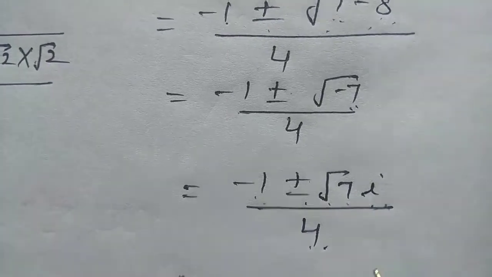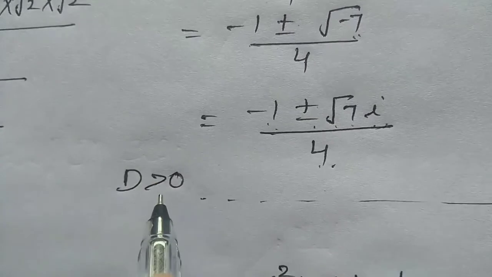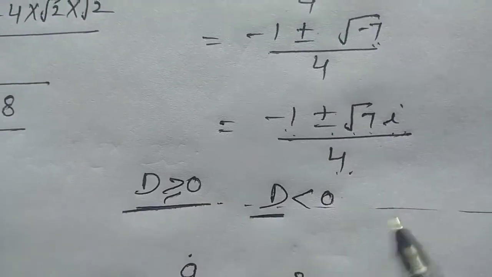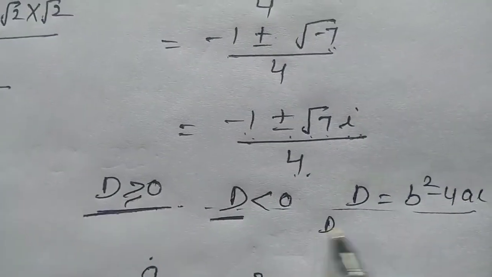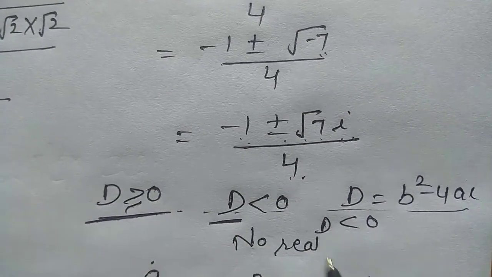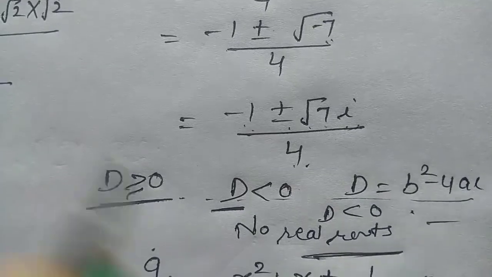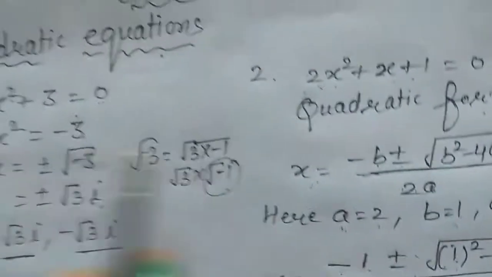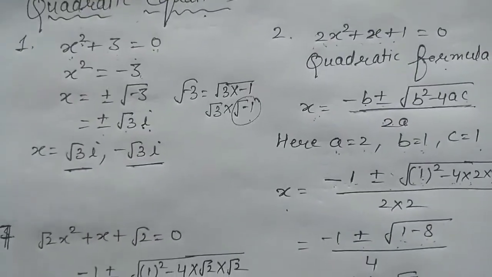In 10th class we have done questions when d is greater than 0 and equal to 0. In these questions d is less than 0, where d is the discriminant, d is equal to b square minus 4ac. If d is less than 0, then there are no real roots. It means complex roots, it means imaginary roots. So in this exercise we will do all questions, and the answers of all questions are complex numbers.